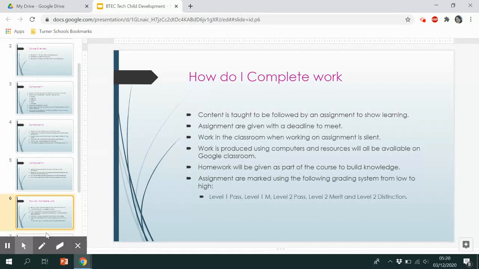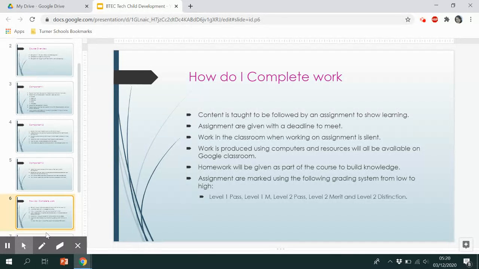Work in the classroom when working on assignments is silent. This ensures all of your attention is on your assignment and it will get you the best outcome possible. Obviously, while we are learning and teaching, the classroom doesn't have to be completely silent because we'll be discussing things and debating ideas. Work is produced using computers and resources. All of these resources will be available on Google Classroom and will be accessible at home.